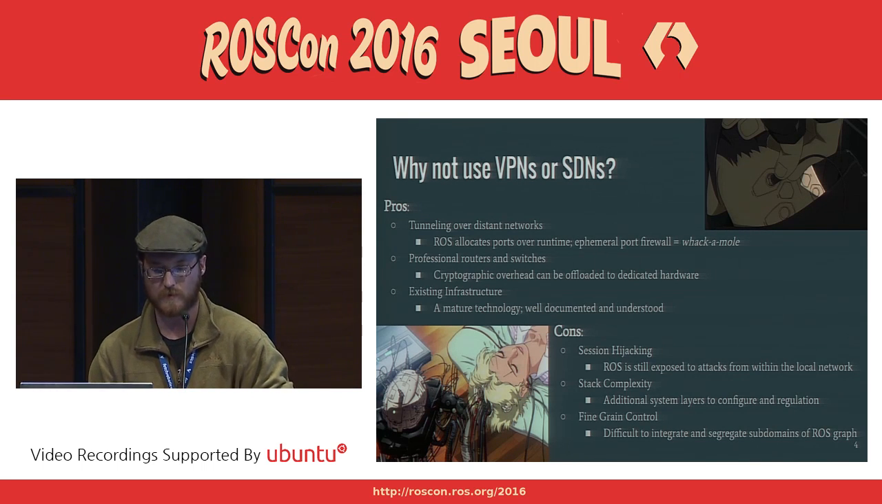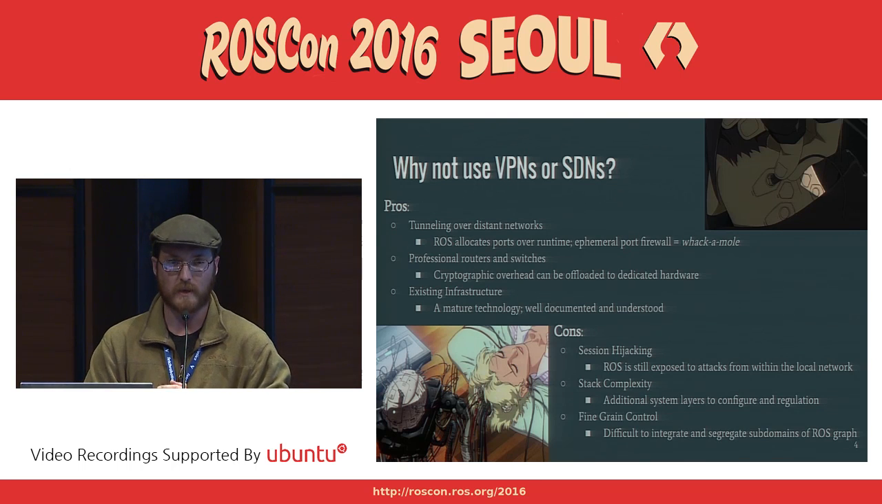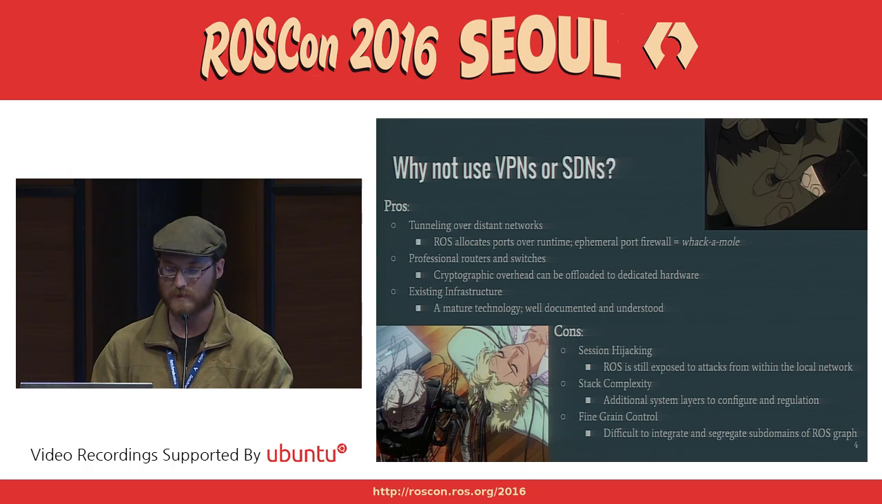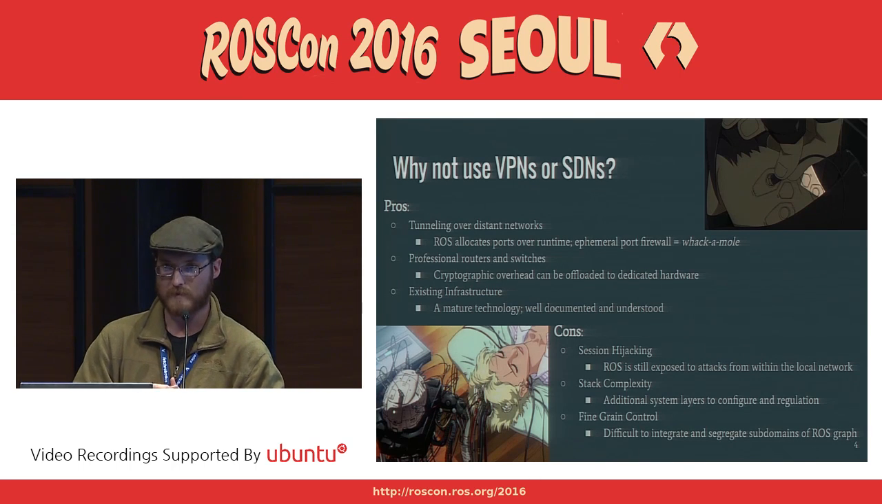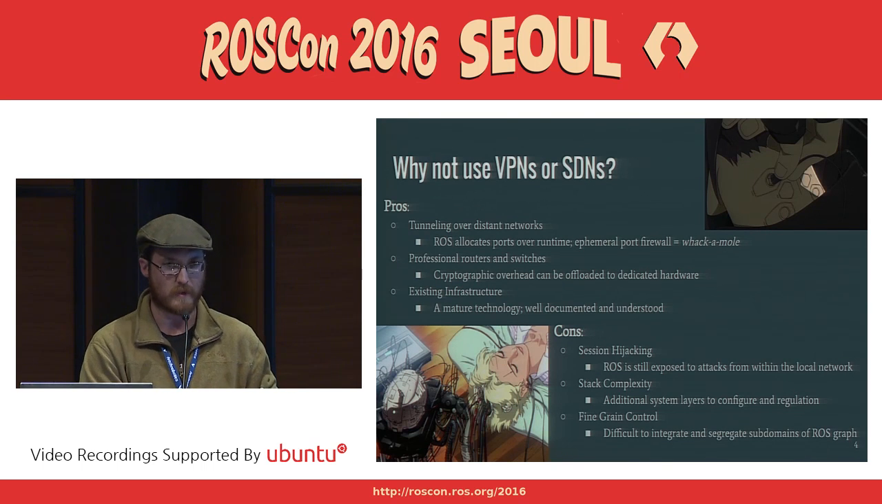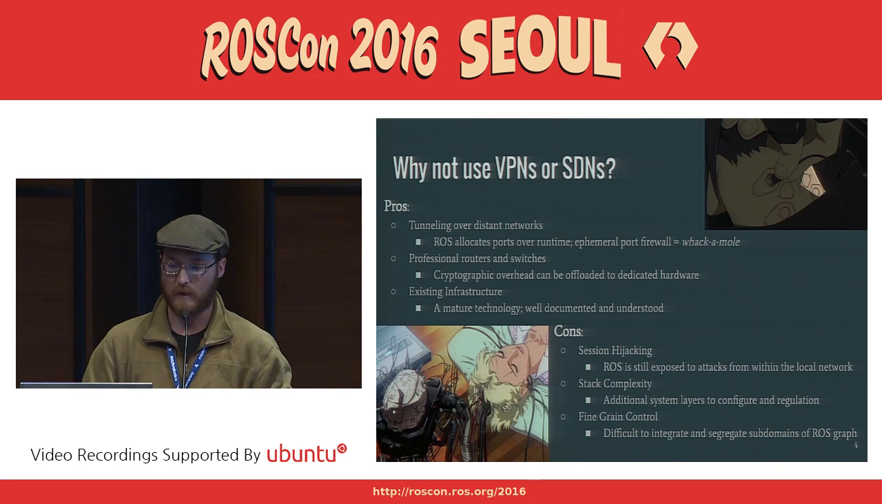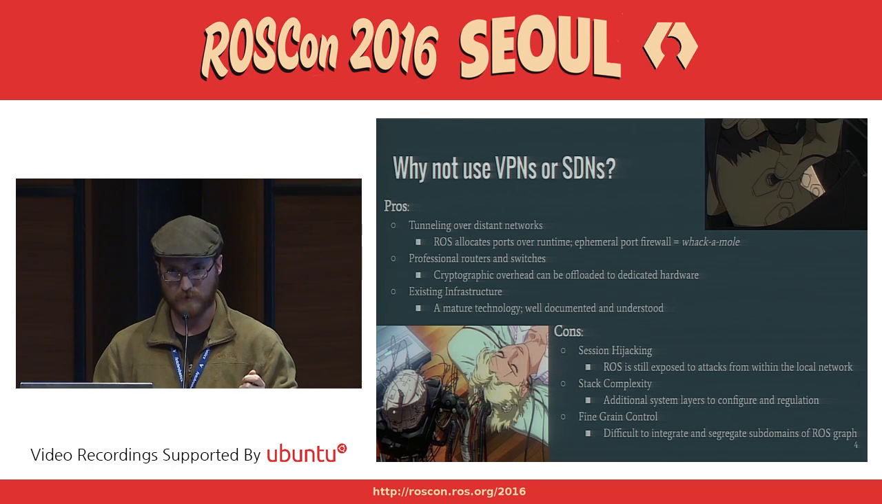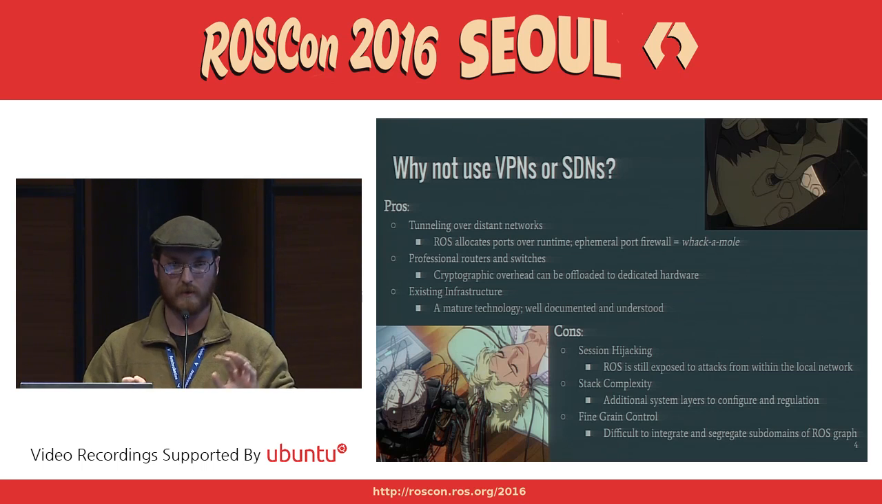But there are some cons. With session hijacking, or if someone gets physical local access to your network, the ROS protocol is still exposed. Stack complexity: you might not only be dealing with ROS now, you also have to know how to use OpenVPN, keep it up to date, and configure it so you're not accidentally shooting yourself in the foot. That can be an issue. Also, fine-grained control. If you want to do anything fancy with the ROS graph network, like avoiding certain overlaps and exclusions within your ROS computation graph, that can be kind of hard to manage yourself with subdomains.